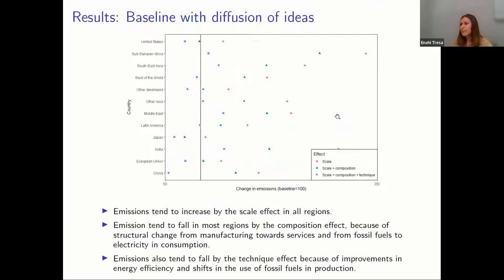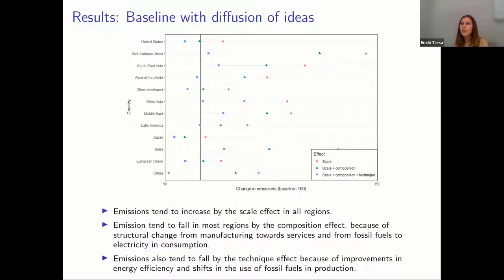So I will present the first results that we have. So these are the results with the baseline with diffusion of ideas. So here we don't interfere with any trade policy. We don't have any scenario or trade liberalization scenario. We just compare the baseline between 2021 and 2050.